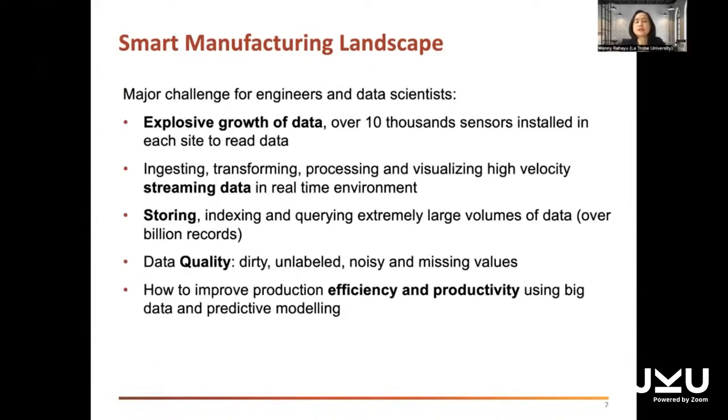So the major challenge is that there are thousands of sensors that have to be installed within all these machines, almost like every spare part of the machine will need to have multiple sensors. So how do we ingest the data? How do we absorb the data into the database? How do we store them? And most importantly, how do we pre-process them? Because, as I mentioned before, there is a lot of inaccuracy.